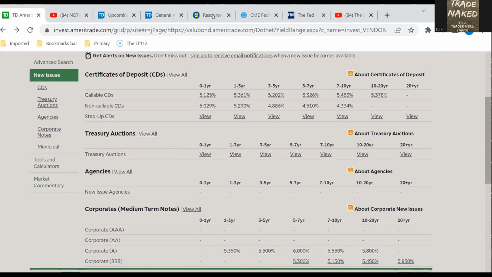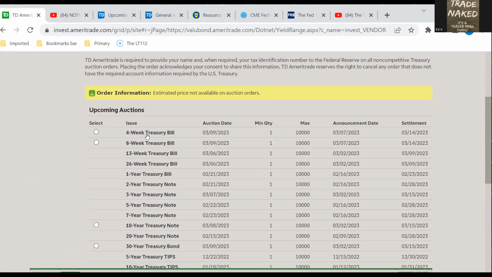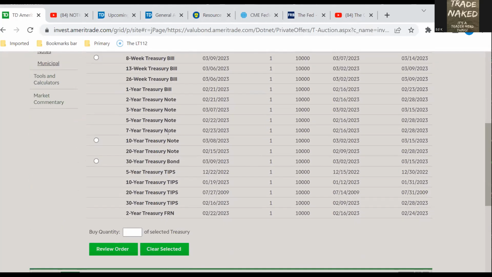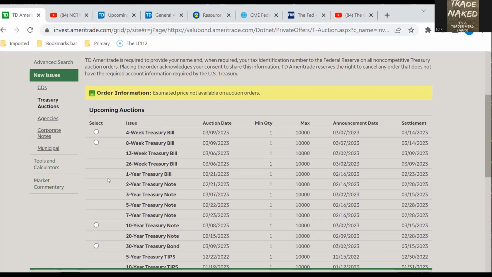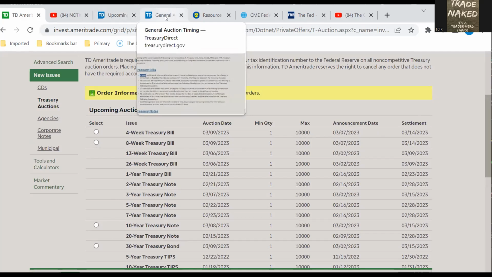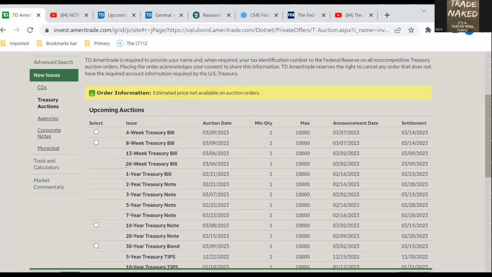Okay. Then when you're in Ameritrade, these little circles light up to tell you what bonds are active. They're active for purchase now. Like here are the 4 and the 8 week T-bills that we just talked about. These opened up today. The announcement date is the day the auction opens up. The auction date itself for the 4 and 8 week is Thursday, so that's the 9th. And I'll get into some other things like the 13 and 26 week in a little bit.